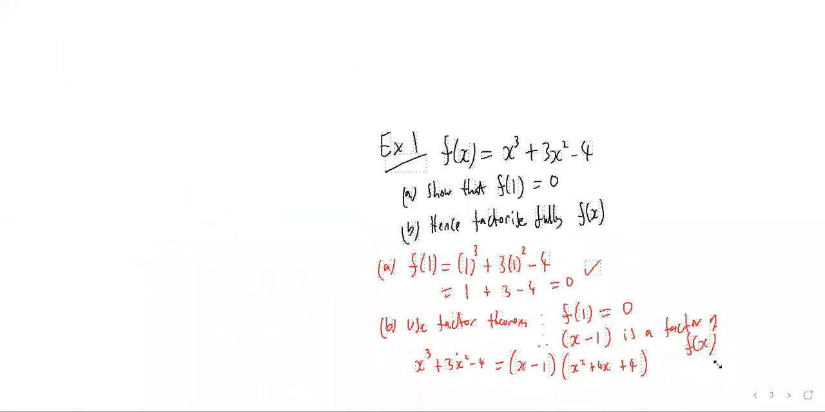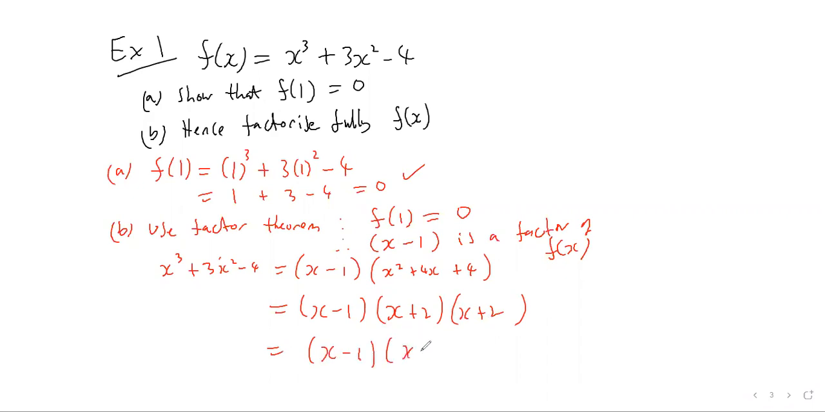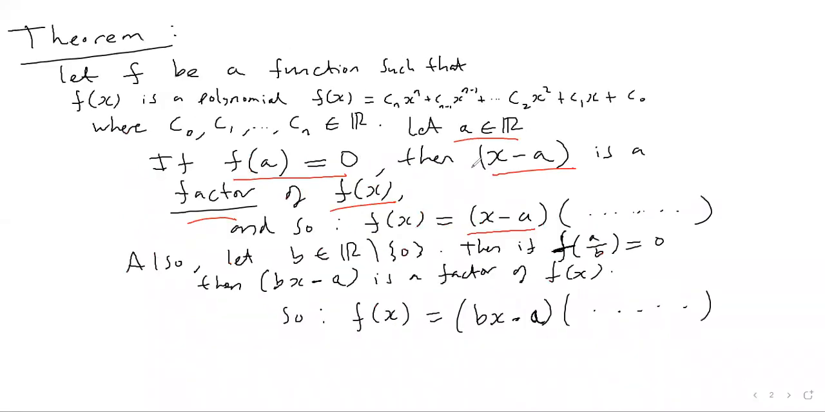Can we go even further with this? Well, actually we can, because we can factorize this x squared plus 4x plus 4. So if we do that, we get x plus 2 and x plus 2. So the fully factorized form would be x minus 1 times x plus 2 squared. So that would be the full factorization for this one, and this is using the factor theorem. So if f of 1 is 0, that means x minus 1 is a factor, and again that's just using this first rule here.